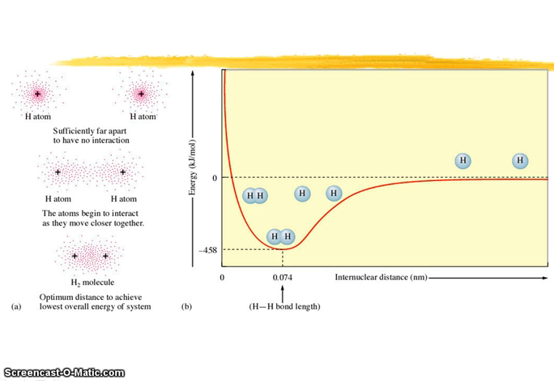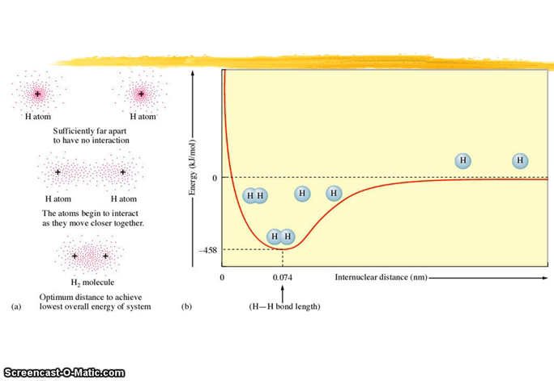So let's look at this diagram. Along the x-axis, we have the distance between two hydrogen atoms in nanometers. And along the y-axis, we're looking at the energy terms involved with the net potential energy that results from the attraction and repulsion of the charged particles and the kinetic energy due to the electrons moving around.